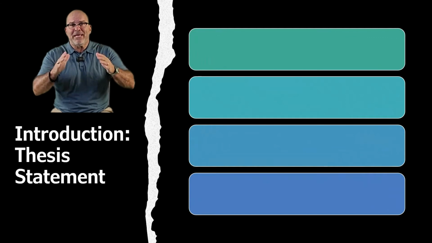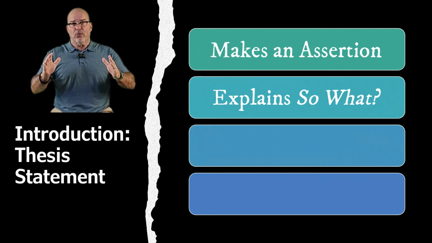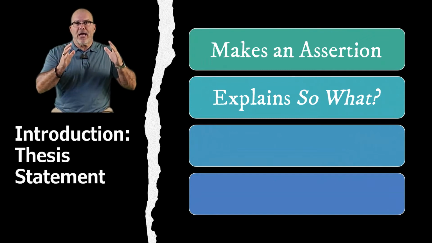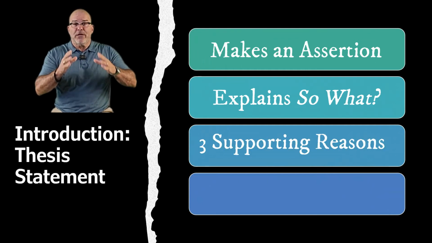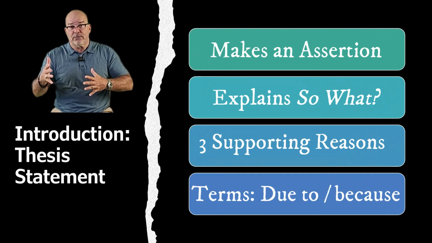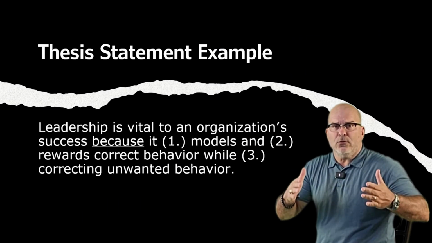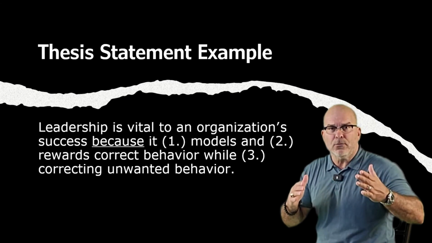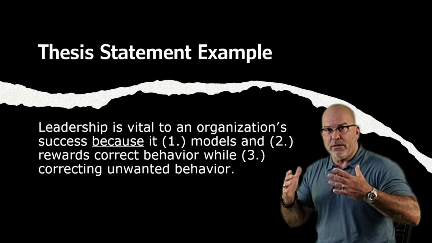The thesis makes an assertion. It in essence explains so what to the reader. Why am I reading this paper and what am I going to get from it? And under that assertion, there should be 3 supporting reasons. Your thesis should use terms like due to or because. Let's look at an example. Leadership is vital to an organization's success because it models and rewards correct behaviors while correcting unwanted behaviors.